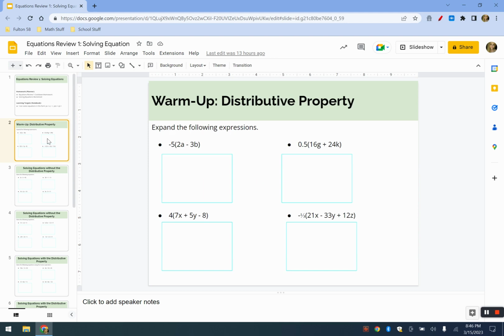Okay, so the warm-up is the distributive property. We're doing a real quick review of expressions. So go ahead, pause here, try this, come back once you're ready.